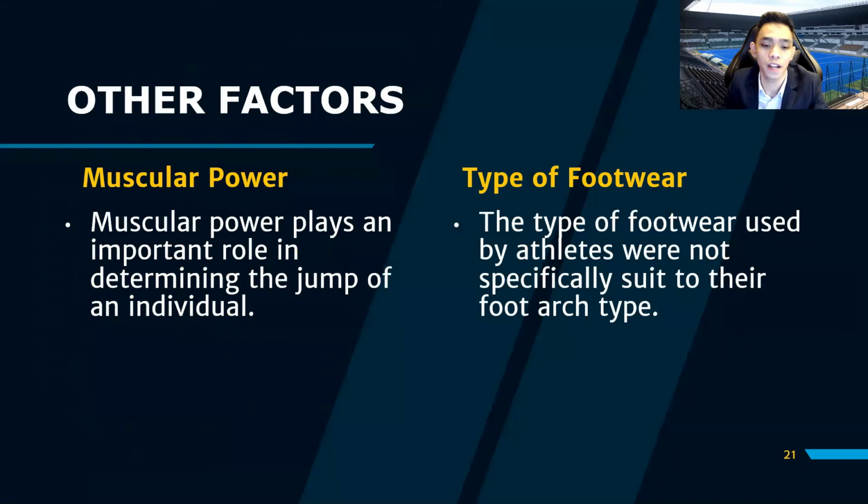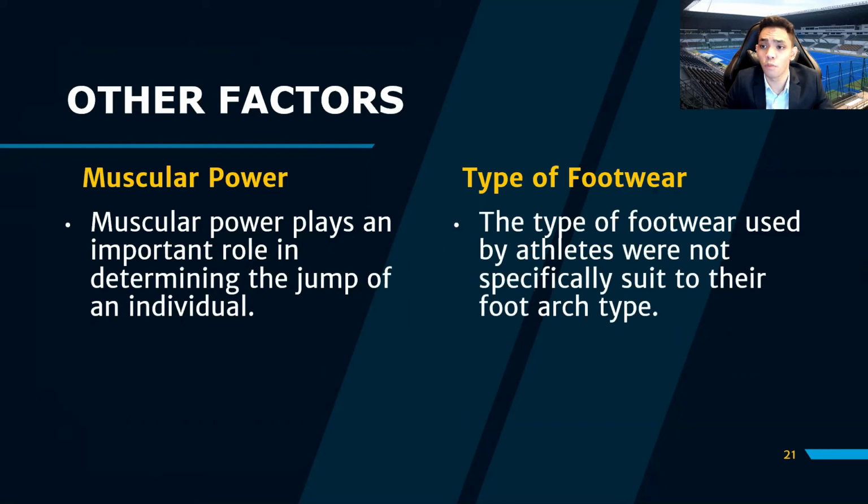So, other factors. First of all, muscular power. This includes the jumping mechanics, muscle composition, neural influence, and environmental condition. But one of the reasons is muscular power plays an important role in determining the jump of an individual. So the power produced by the joints of the body can be determined by the product of the net joint torque and the joint angular velocity.